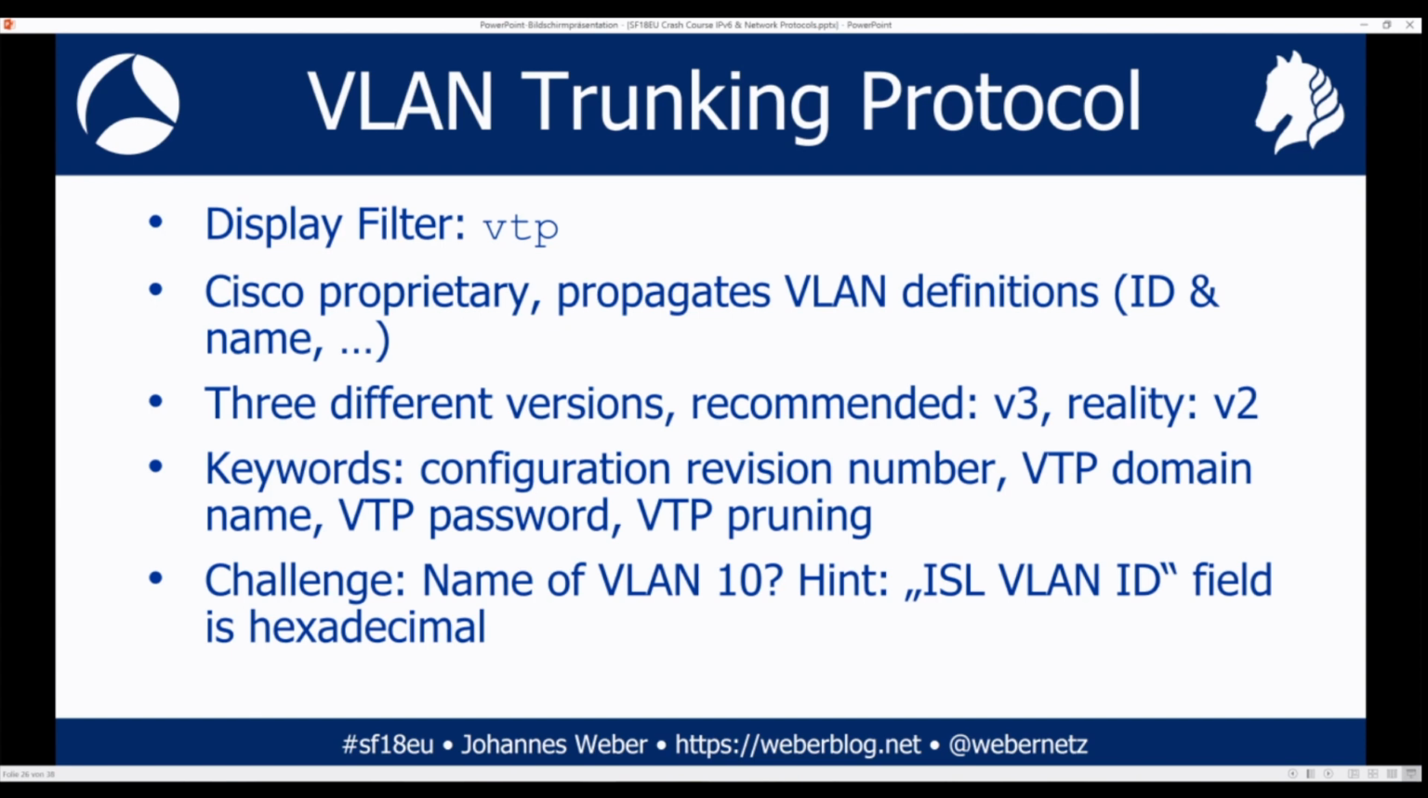Here's my challenge. What's the name of VLAN number 10? So please search for a VTP packet. There are some summary advertisements and subset advertisements. I think you must click the subset advertisement. And then finding the VLAN is not that easy because there's a field called ISL VLAN ID. And this ID is not decimal, but hexadecimal. So you have to search for the hexadecimal value of 10. What's the hexadecimal value of 10? That's an A. So please search for the entry. So what's the name of VLAN 10?